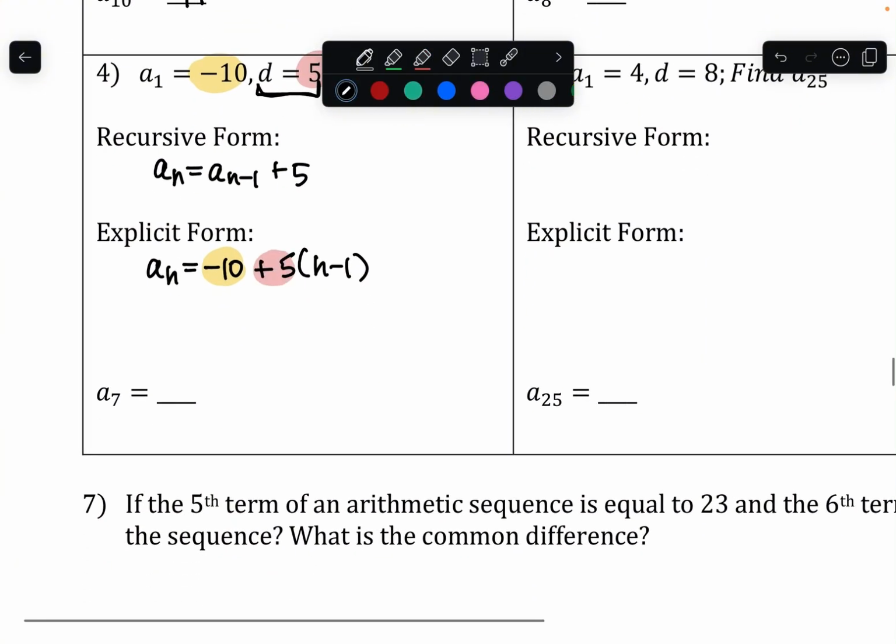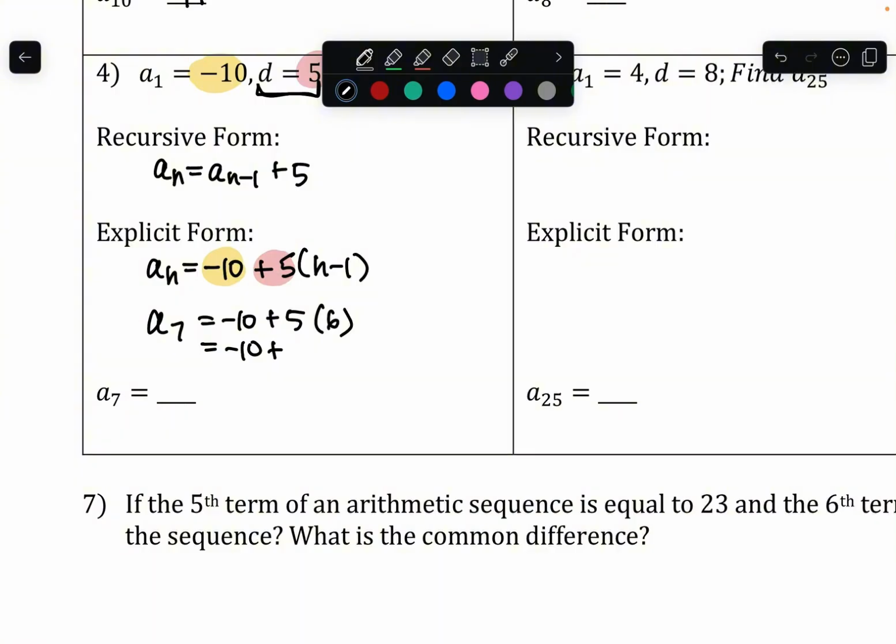Okay, so to find A7, we add 5 6 times. It's always n minus 1. So negative 10 plus 30, which would be 20.